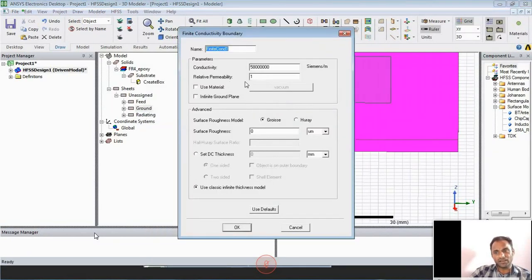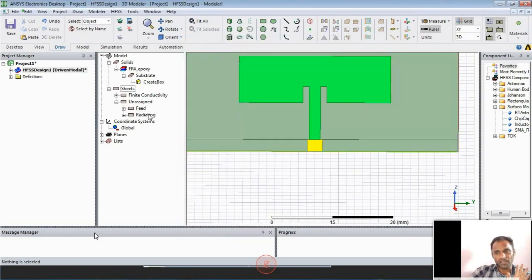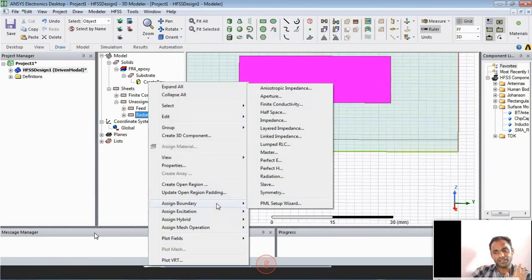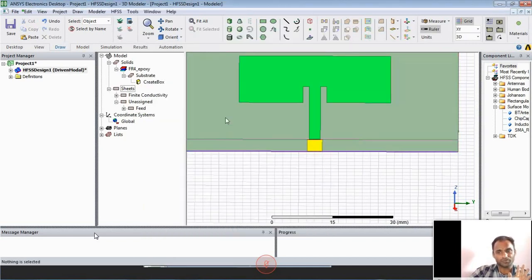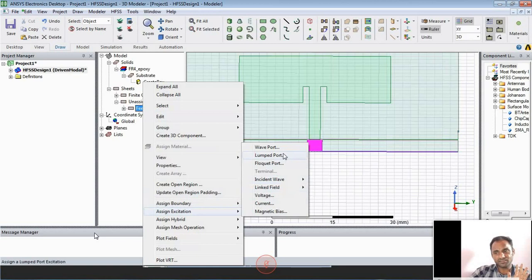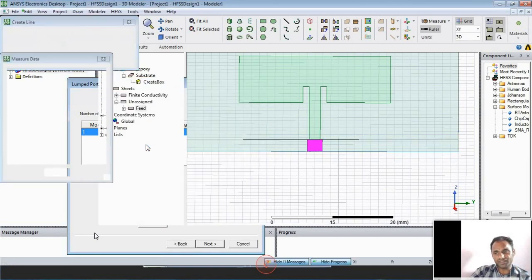In that finite conductivity, our relative permeability is always 1, because only the permittivity we have to change. Yesterday itself I told that in FR4 the relative permeability value is unity. So here this is the conductivity value. So just give OK. And then again go for the radiating layer, and change its boundary condition into the same finite conductivity value. Just put OK. Next go for the feed, right click on the feed, then go for Assign Excitation, select a lumped port, give a full port impedance, and also give a power integration line in that line.